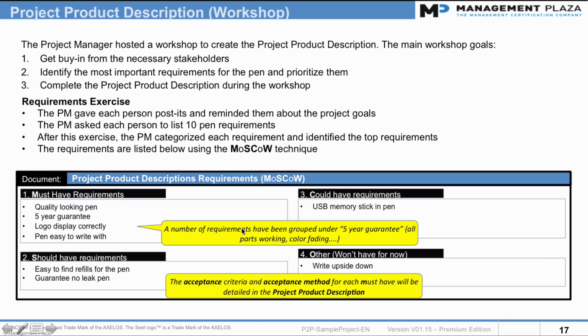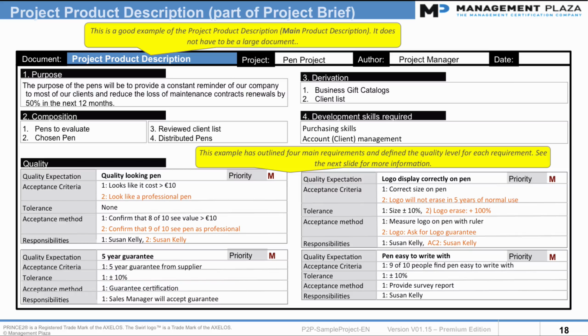So these requirements then, as I said, will be placed in the project product description. This is the example of the project product description, which becomes part of the project brief. The sections are the purpose. We have our composition, so what's the main part of the project? The quality information, so how do we know that we've provided the proper level of quality which is required? So that information is here, which is a big part of the document. We have the derivation, so what information did we use to create this, and the development skills required. So as you can see, it can be quite simple. It doesn't have to be a very, very complex document.